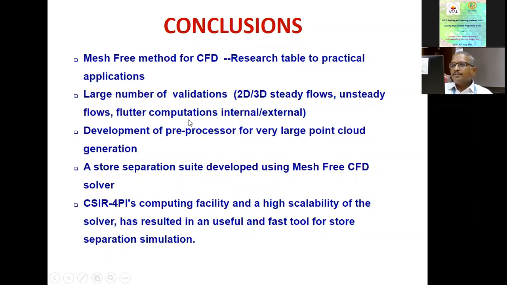A large number of validations to begin with were done for 2D and 3D, before we could apply it to really complex geometries. The real potential of the mesh-free solver is realizable only with a powerful preprocessor. This was what we found out very painfully over a period of time. Unless we have a very powerful, intelligent preprocessor capable of handling very complex distribution of points, the potential of the mesh-free solver would not be realizable.